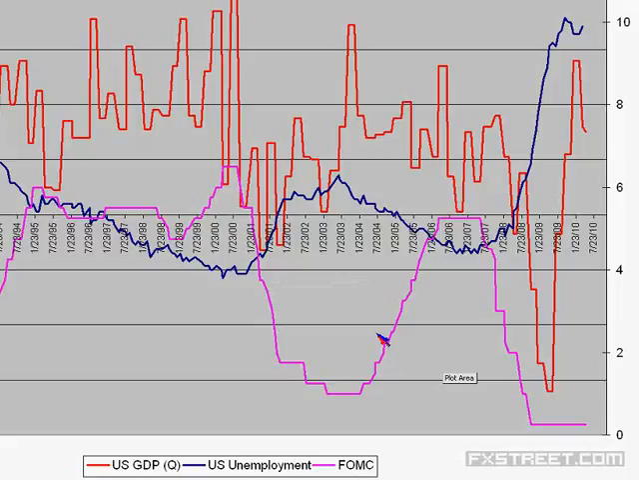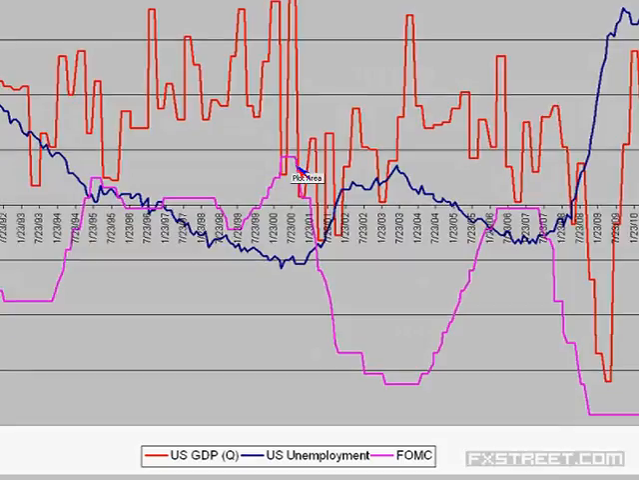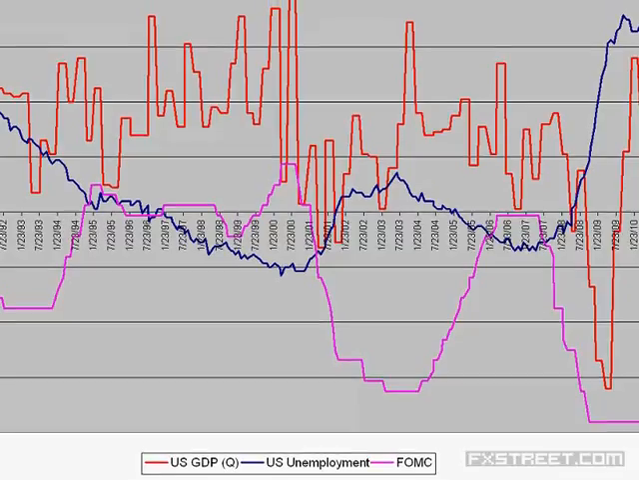Take a look at the FOMC, by the way. That's the violet line. That's the federal funds rate, currently just above 0% right now. As the economy is strong, the Federal Reserve says, hey, the economy is strong. Let's raise interest rates. And the violet line goes up. When the economy weakens, interest rates go down as the GDP falls.